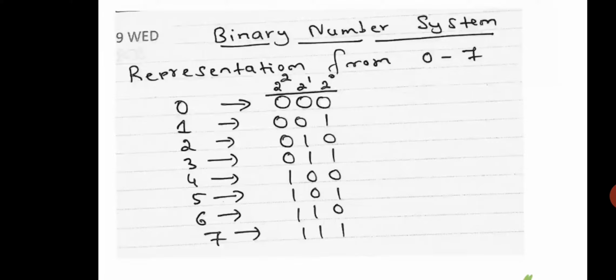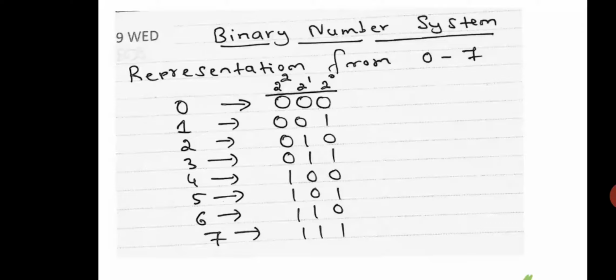How to represent decimal 0? On your left-hand side, everything is decimal numbers. On your right-hand side, it is the binary representation. How to represent 0 in binary? It is nothing but 0, 0, 0. What is the actual meaning? How to represent it in polynomial form? It is 0 into 2 to the power 2, plus 0 into 2 to the power 1, plus 0 into 2 to the power 0. Ultimately you are going to get 0, 0, 0.